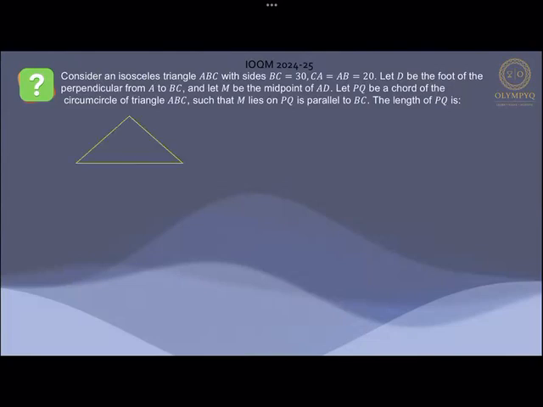Now to solve this question, first of all, I am considering a triangle ABC over here. This AB length they have mentioned is 20, and this length they have mentioned is 30. A circle circumscribing this triangle will be going in this way. Now this point they mentioned as D, and a line passing through the midpoint of this line, we can call this point M, and these points P and Q. So we need to find this length.